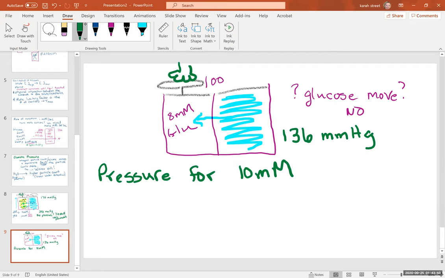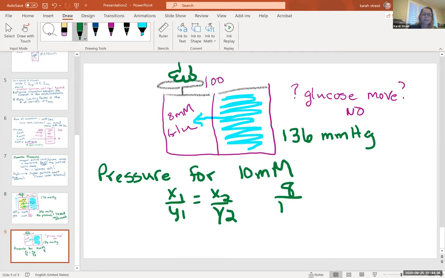8/10 = 136/x. So Hassan is using the direct relationship proportionality. x1/y1 = x2/y2. You are correct, sir. So he said 8/136 = 10/? And he solved for the unknown. And he is correct, it would be 170.